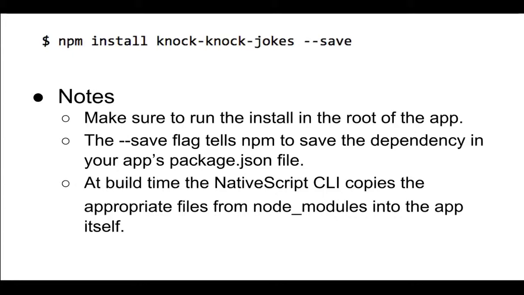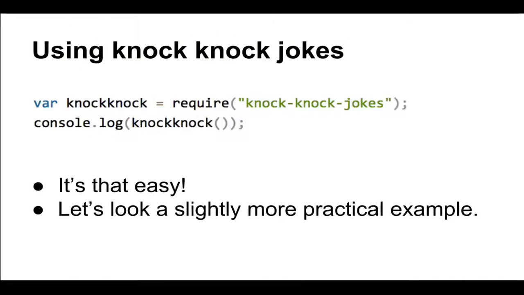What the NativeScript CLI actually does is it takes the files from your Node modules folder that you've installed as dependencies and sort of injects them into the appropriate place in your app so that you can use them using the same syntax that you'll find documented on the module's npm site. And so what that'll look like is, for the knock knock jokes module, you just require it and use it. And that's really just about all there is to it. And I'll show an example in our live app here momentarily.